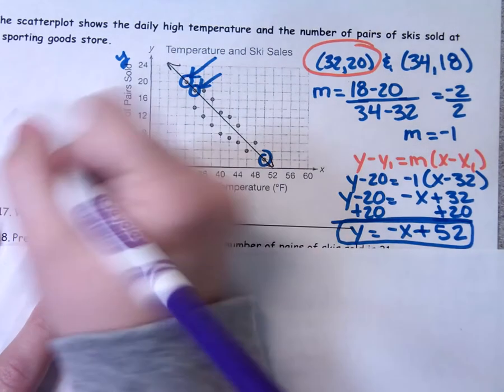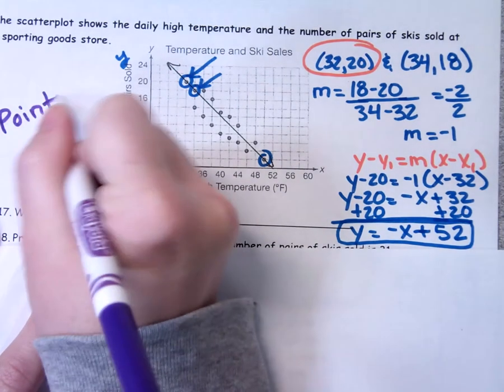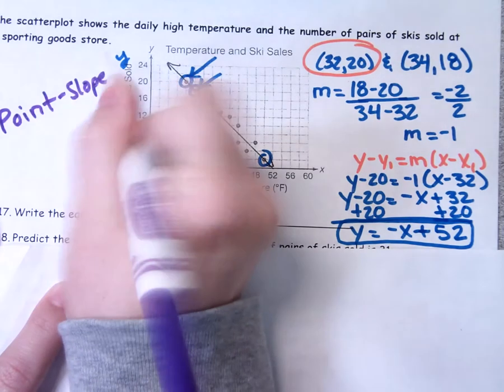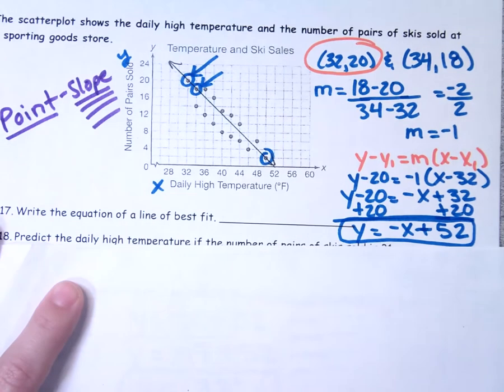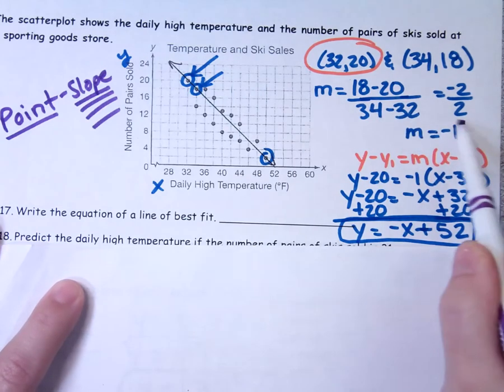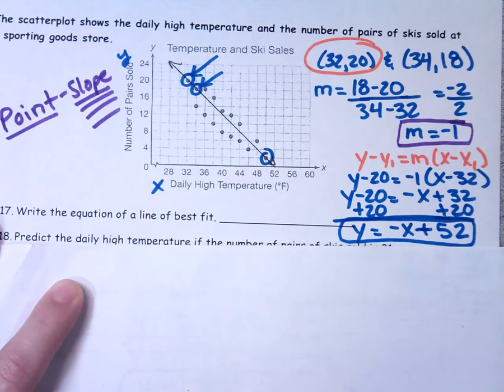Since I'm given points, I know I'm going to use point slope form. I have points, but I don't have slope. So that's the first thing that I have to find. So I took y2 minus y1 over x2 minus x1. I get my slope to be a -1. Then I pick the point I want to use. It doesn't matter which one. I picked the 32, 20, and then I put it in point slope, and I work it out, and I get my answer.